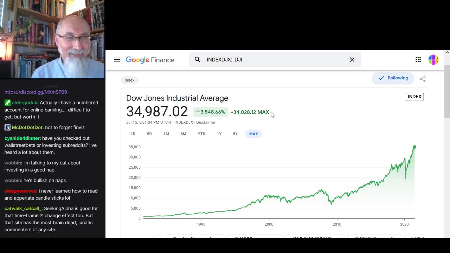Seeking Alpha is good for that time frame, percent change effect too. But that site has the most brain-dead lunatic commentary on it. I don't know that site.